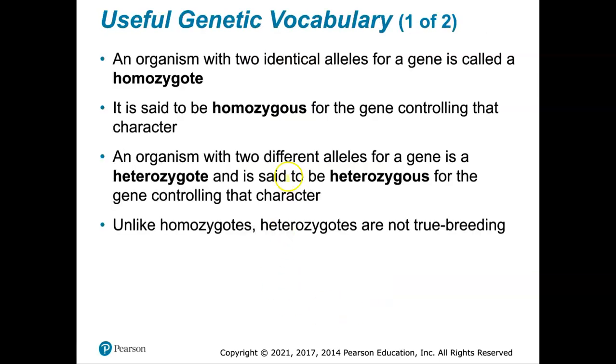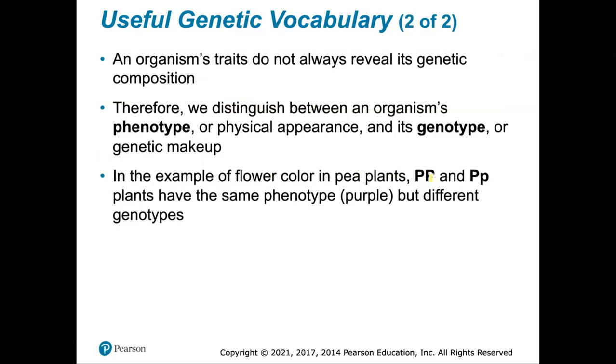Now, we also need to learn the terms homozygous and heterozygous. If an individual is homozygous for a trait, then both alleles for that trait are the same. So, 2 big P's or 2 little p's would be homozygous. But heterozygous means the individual has 1 dominant and 1 recessive allele, or 2 different alleles for that trait. So big P, little p would be heterozygous.